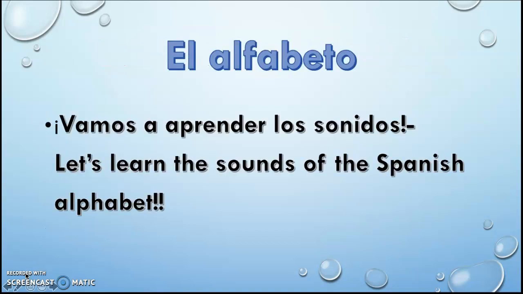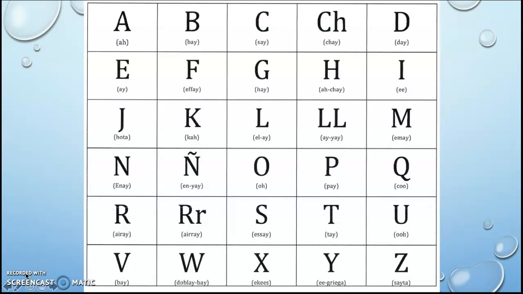El alfabeto. So vamos a aprender los sonidos. Let's learn about the sounds of the alphabet. Okay, so like we said during the do now, we have 30 letters in the Spanish alphabet as compared to the 26 in the English alphabet.